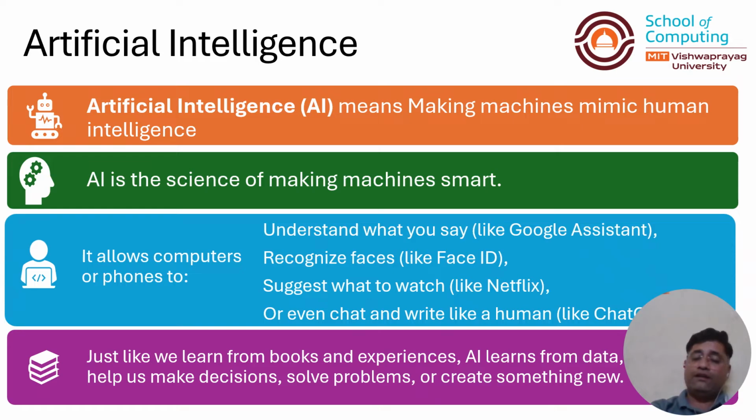For example, now there are large language models such as ChatGPT and Gemini AI. You can use these to create new content, right? Now, just like humans, like we learn from books and our past experiences, AI learns from data and helps us to make wise decisions, solve problems and create something new.